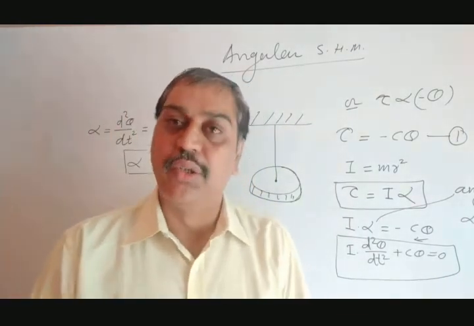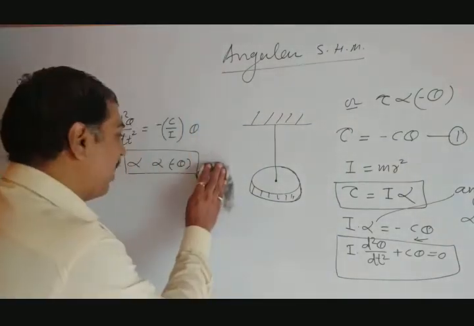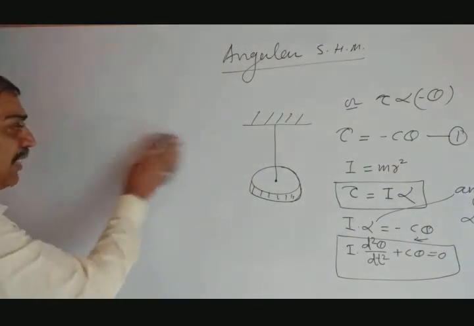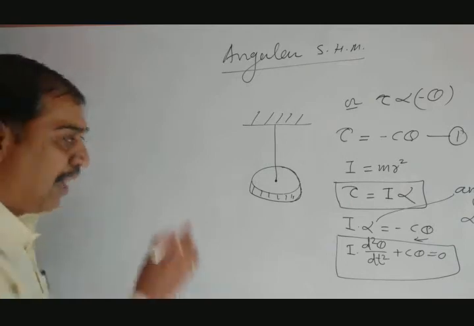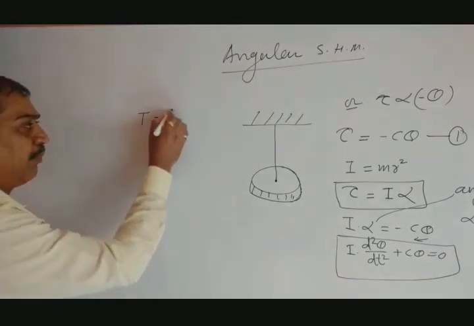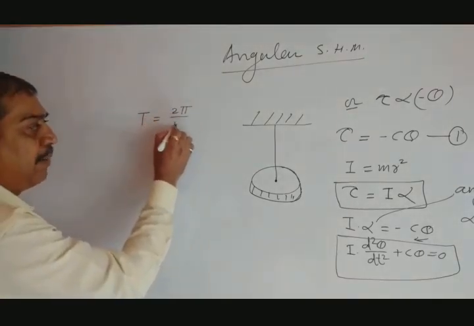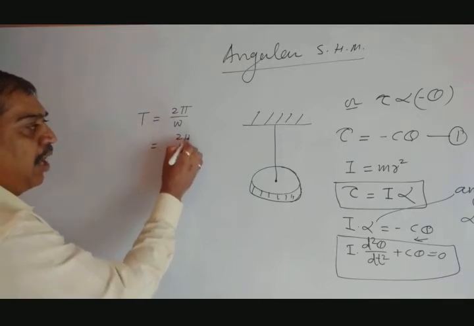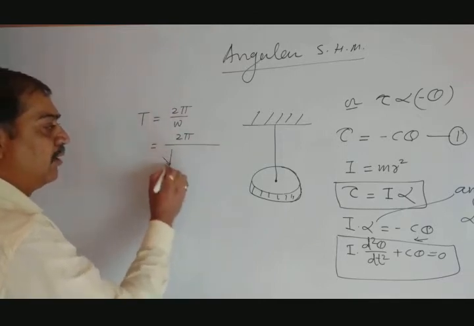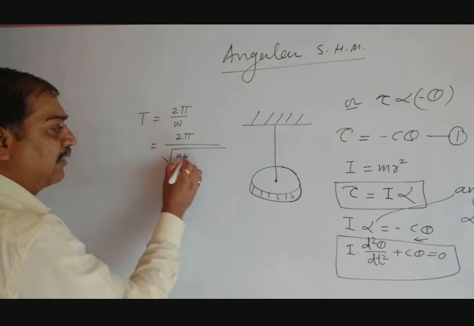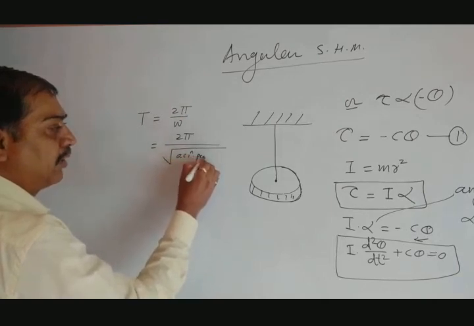Apart from this, you can find out the time period of angular simple harmonic motion. So how can you find out the time period? The formula remains the same as we know: T equal to 2 pi divided by omega. What is omega? T equals 2 pi divided by the square root of acceleration per unit displacement.